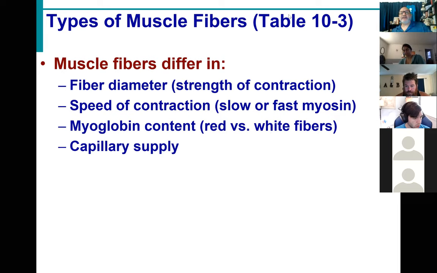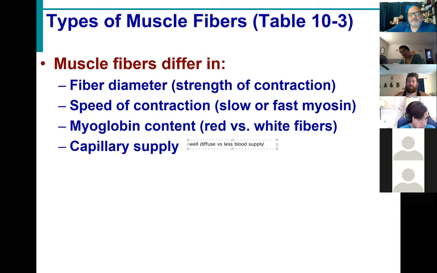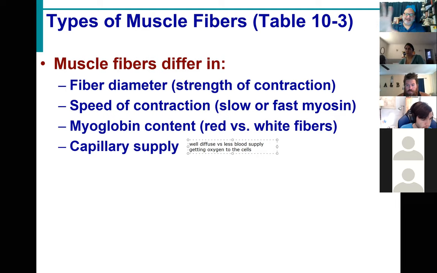Muscle cells can vary in their capillary supply. Some are well diffused, getting lots of blood to them very rapidly, and others have less of a blood supply. Why might the circulation to the muscle cells be significant? What's the blood good for? Nutrients, oxygen. There you go, nutrients, but again, it's definitely going to affect our ability, when we're exercising, to determine how rapidly we can get oxygen to those cells.